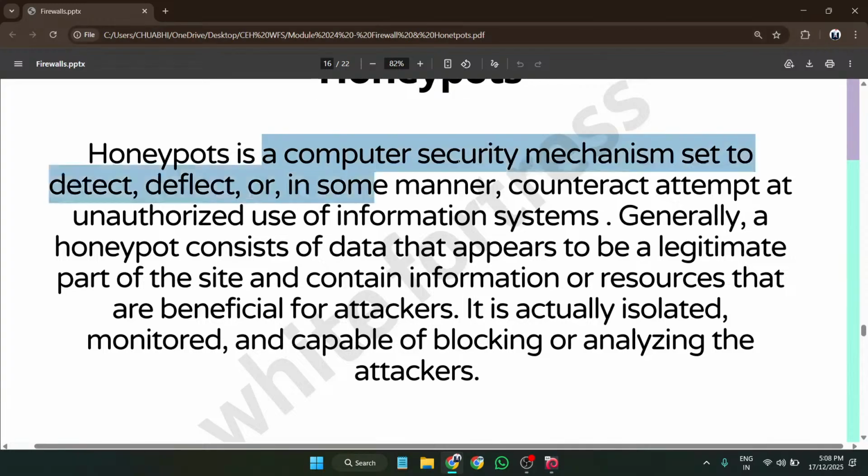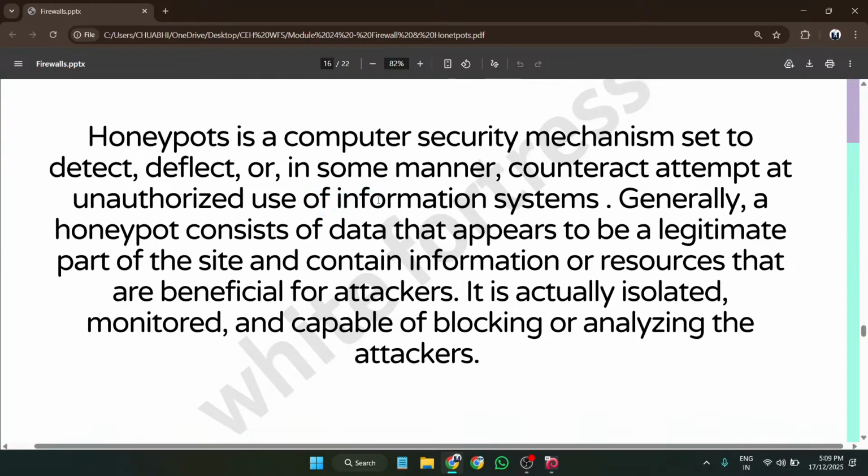A honeypot is a computer security mechanism set to detect, deflect, or in some manner counteract attempts at unauthorized use of an information system. It will detect whatever the attacker is doing and deflect it. How will it deflect it? By giving some false hopes to the attacker and keeping the attacker engaged in its own thing, and in some manner we'll be able to counteract the attempt of hacking into our systems, or using unauthorized information from our systems.